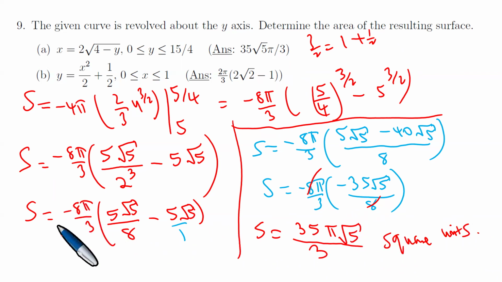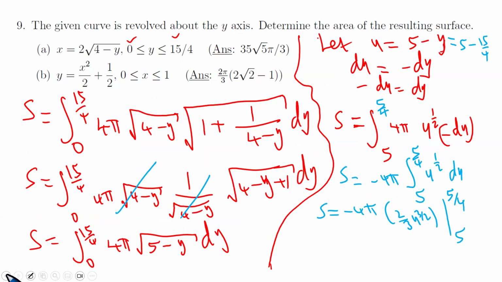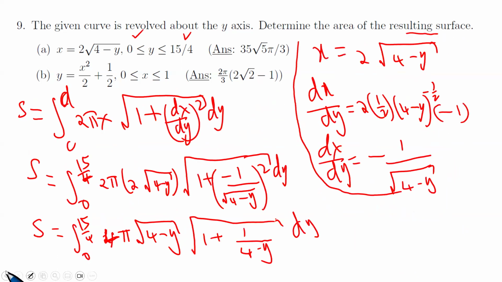Okay, so we actually now need to recap on where we started. We started in this case with, we had to find the area where the given curve is revolved about the y-axis. Because it's revolved about the y-axis, we're going to use the formula with dy. So we're going to use the formula for the area of the surface from c to d of 2 pi x the square root of 1 plus dx dy squared dy.